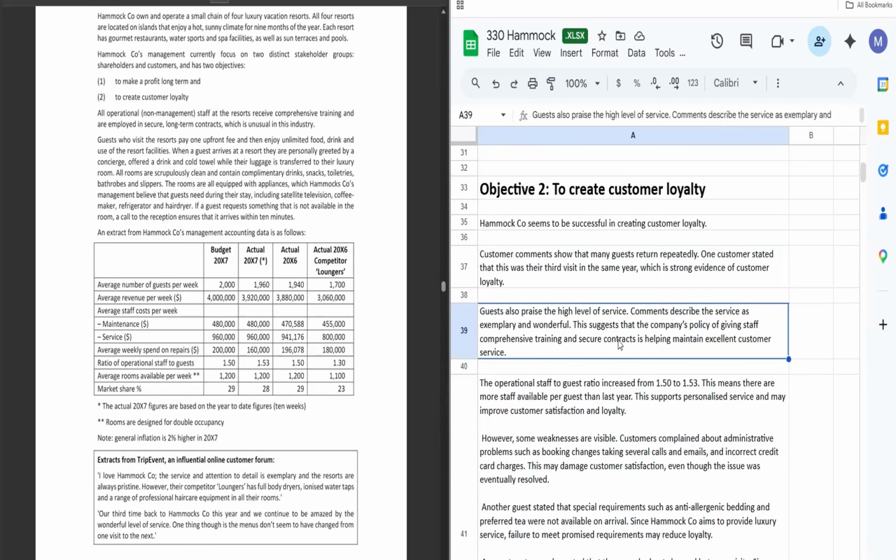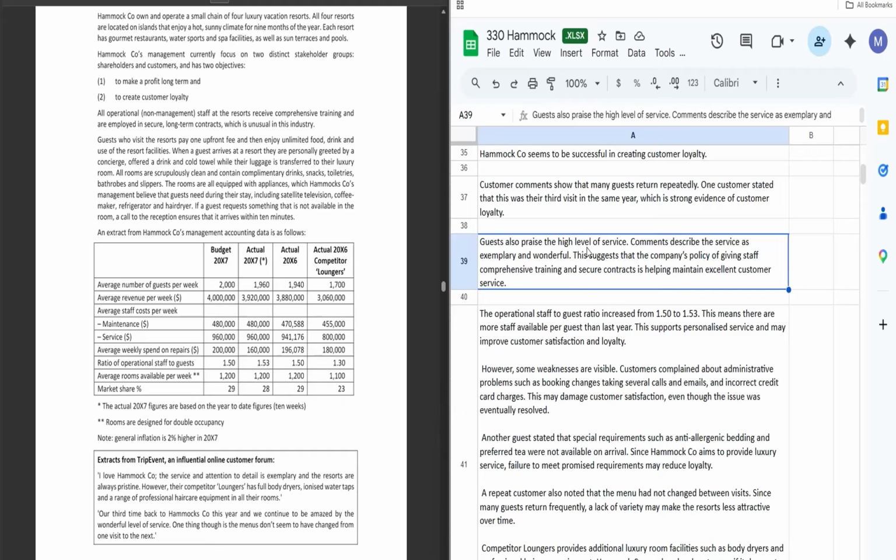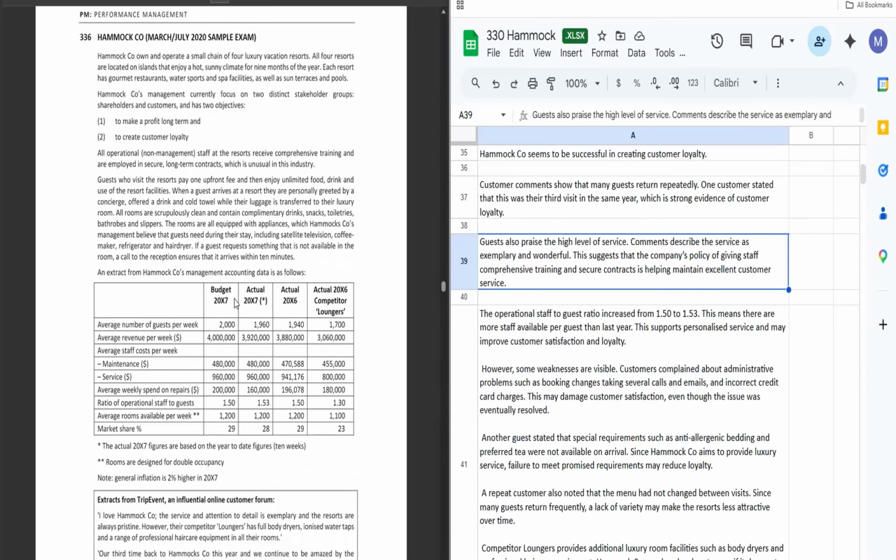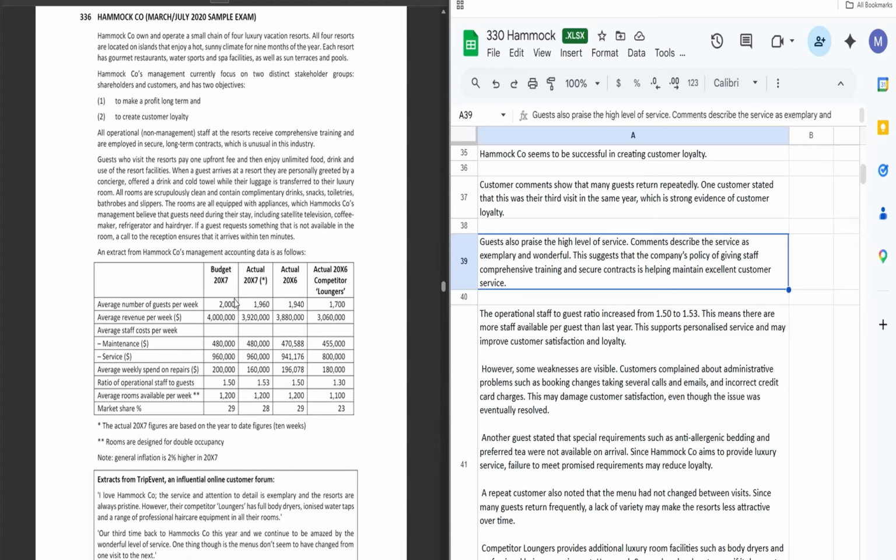Guests also praise the high level of service. Comments describe the service as exemplary and wonderful. This suggests that the company policy of giving staff comprehensive training and secure contracts is helping maintain excellent customer service. While reading the paragraph, you saw the question background mentions that they are providing training to their staff. Let me show you. Yeah, here it is.